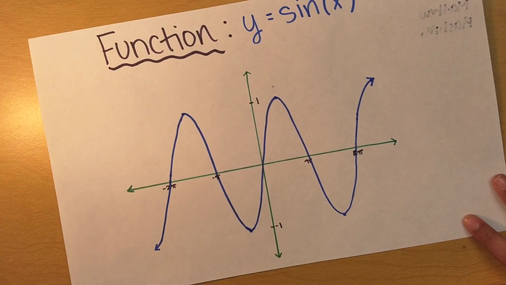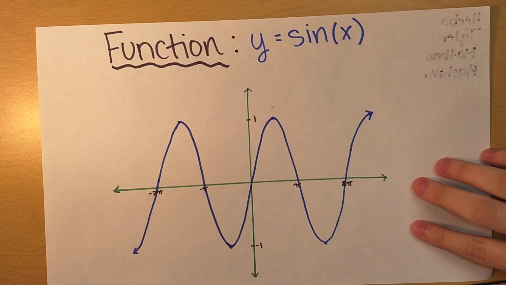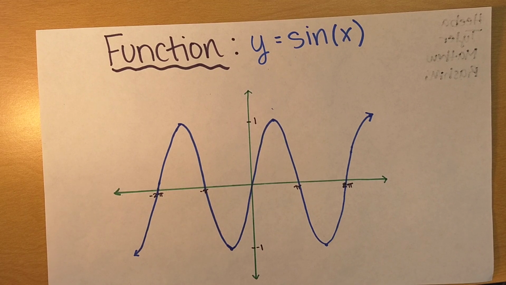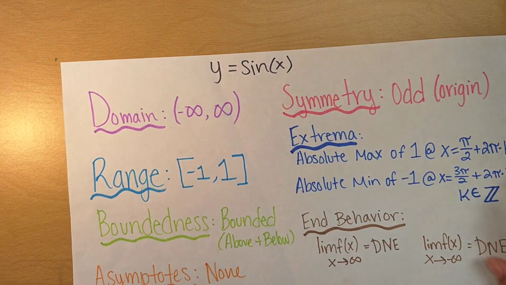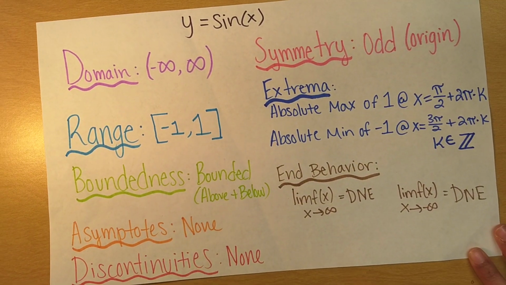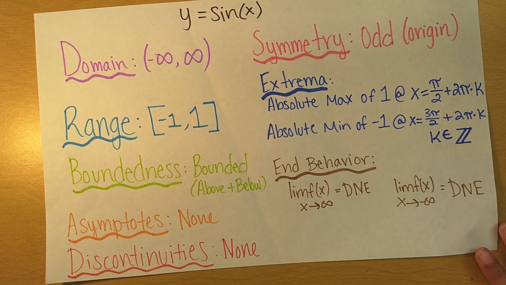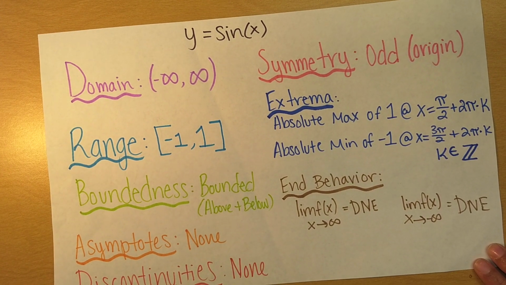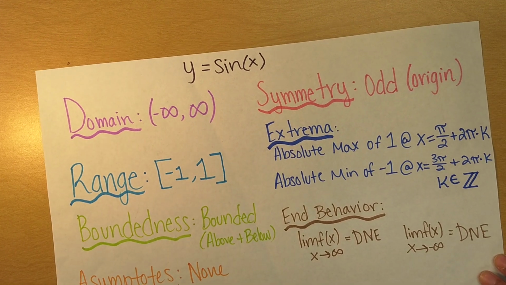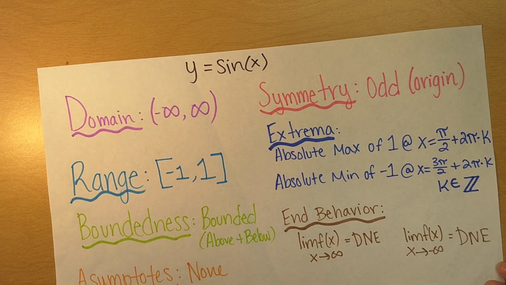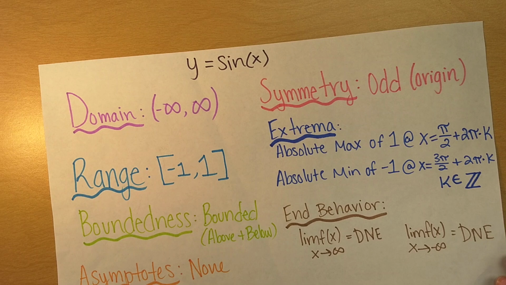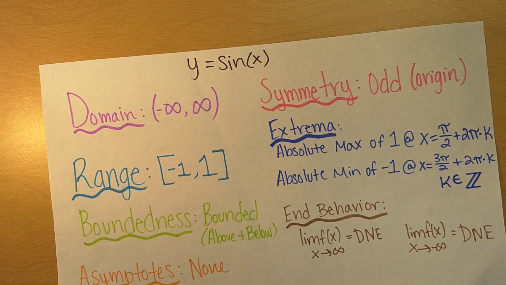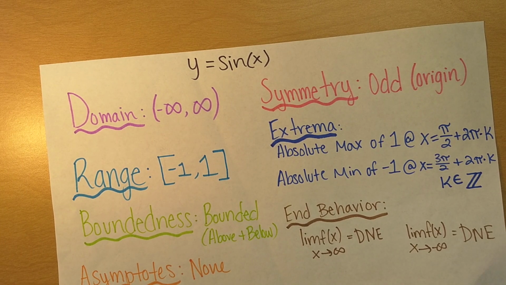This is the parent function of the sine function, and the equation is y equals sine of x. The domain of the sine function is all real numbers, negative infinity to positive infinity, and the range is negative 1 to positive 1. The sine function is symmetrical about the origin, which makes it odd. The function is bounded above and below, and it has no asymptotes or discontinuities.